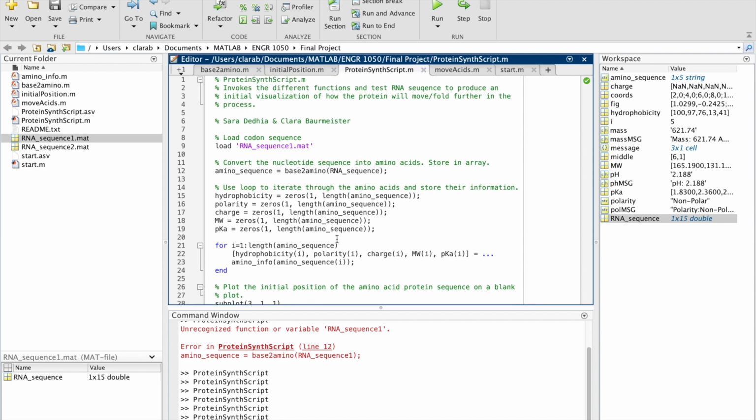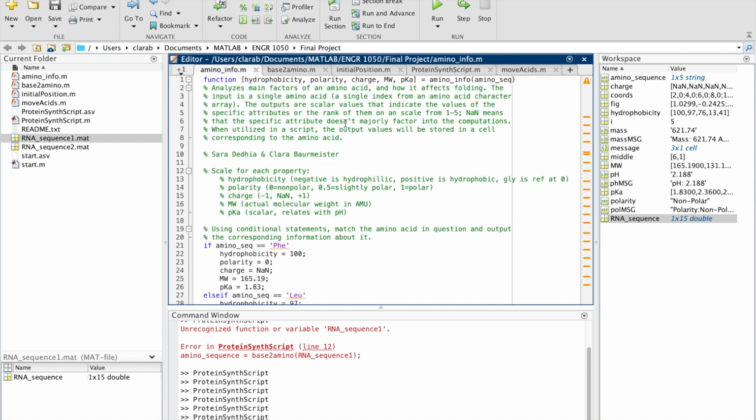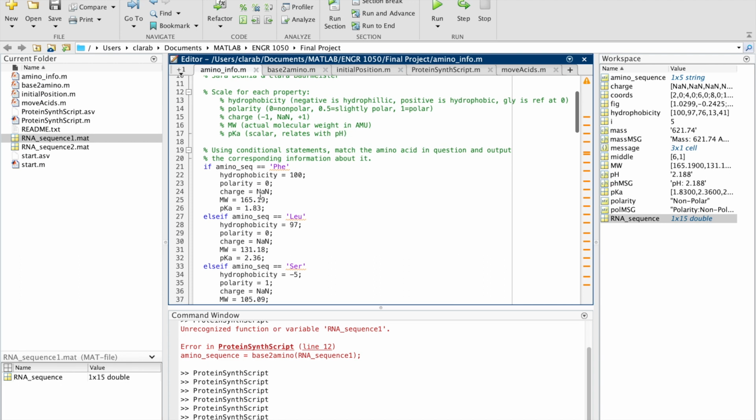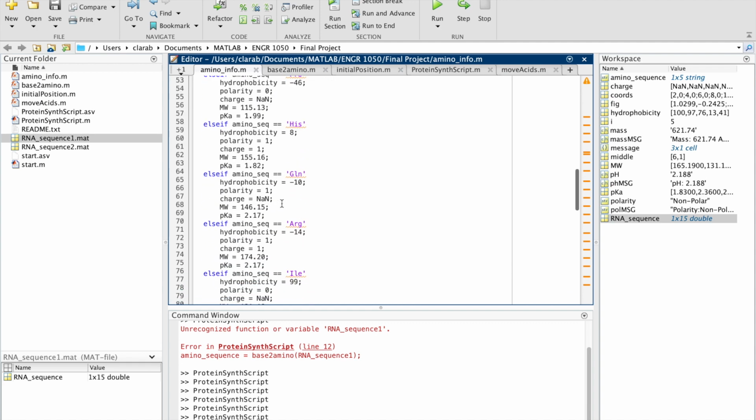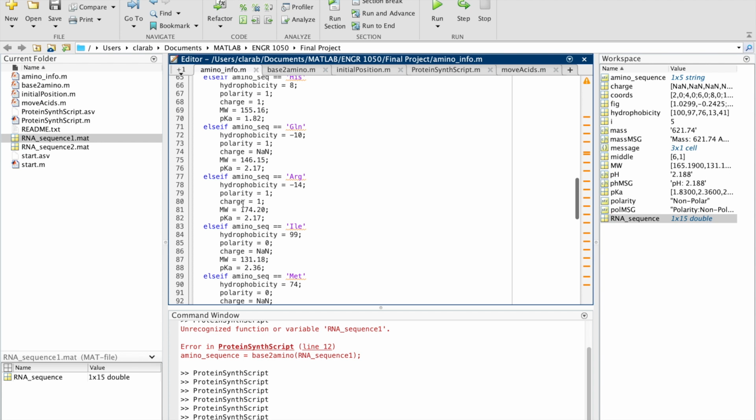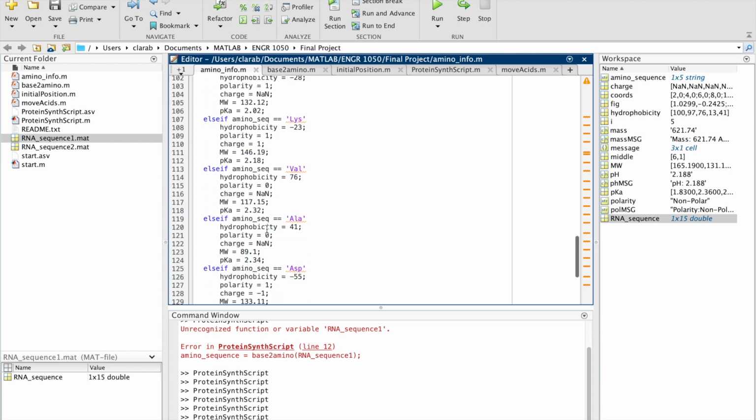So the key components really start with these functions. This function ties each amino acid to its specific hydrophobicity, polarity, charge, molecular weight, and pKa. We found all of this information through research, and we use it in our functions that are going to be presented later.